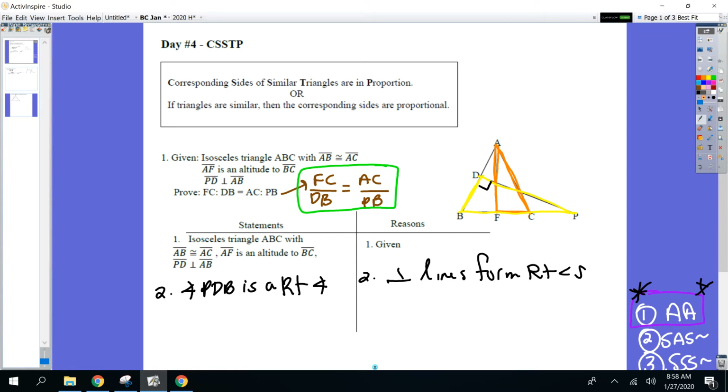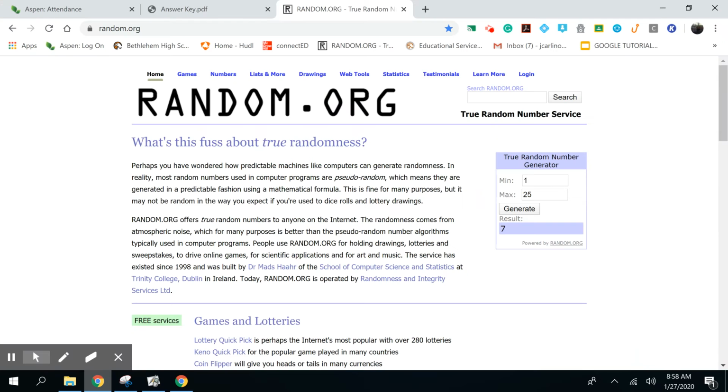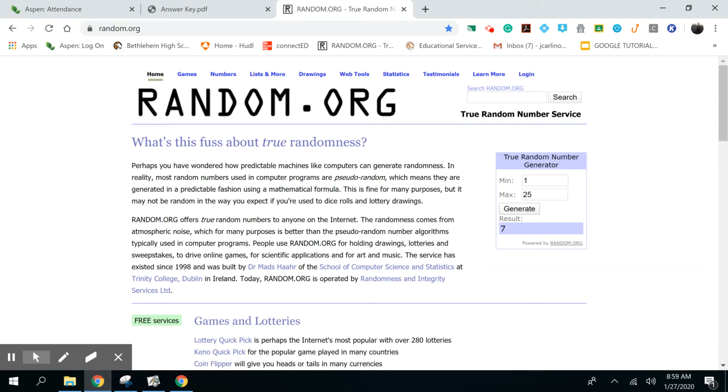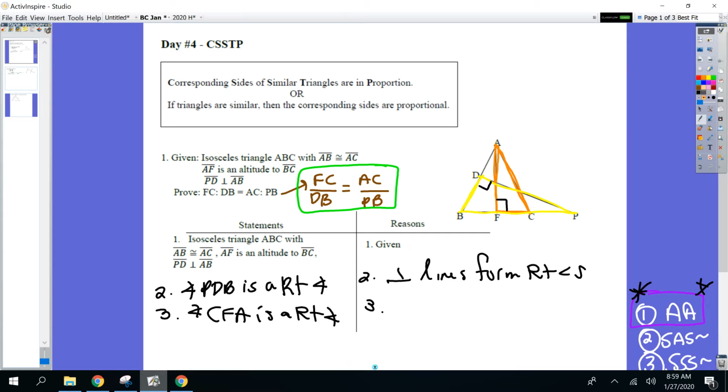So that must mean there's another right angle there somewhere in this proof. Where's the other right angle? Yep, there it is, but for a different reason. Why is that one a right angle? Definition of an altitude.